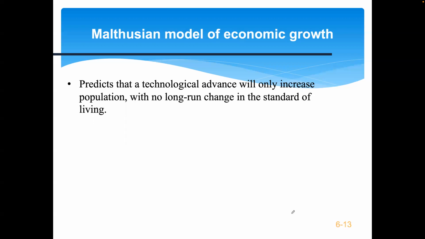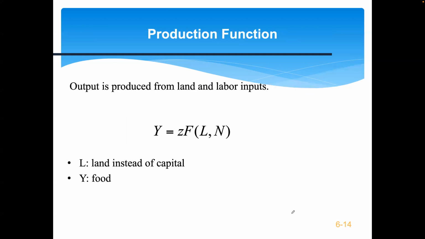But overall, the Malthus model predicts technological advance will only increase population, with little or no long-run change in the standard of living. Okay. If we use modern economics to formalize his theory, we will start with a production function. This is something we have seen earlier, but it is a little bit different. Let's see how this function looks and how it differs from the production function we have seen earlier.